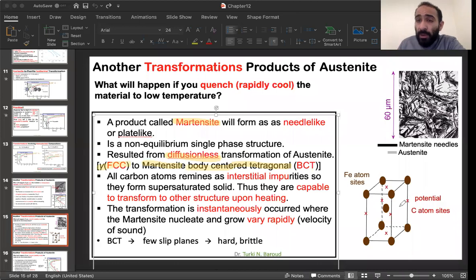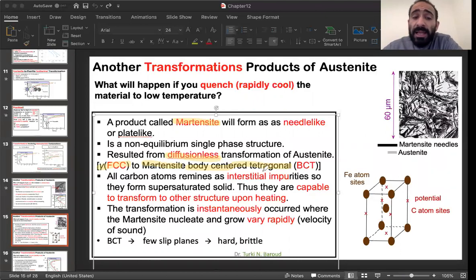The difference between BCC and BCT: BCC is body-centered cubic. In body-centered cubic, if you remember, we have atoms in the corners plus an atom in the center. It's called BCC, and we have a cubic unit cell. Now BCT, you have a tetragonal unit cell, where a equals b but does not equal c. So it's a little bit longer. This is called tetragonal. It's body-centered because you have atoms at the corners plus an atom in the center.